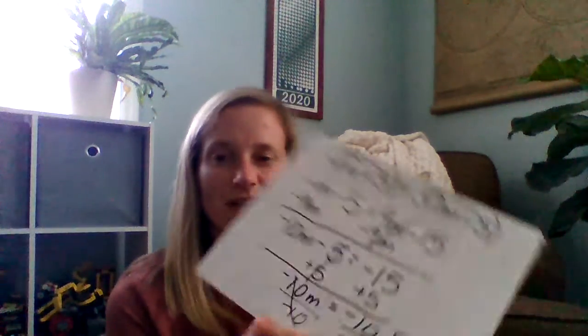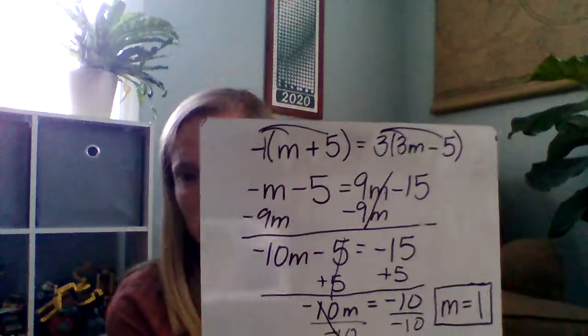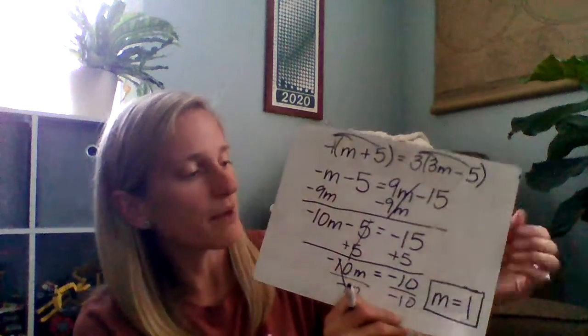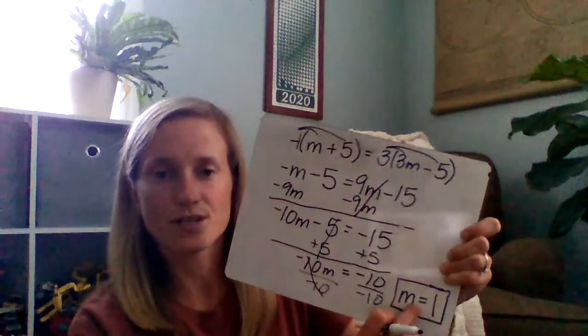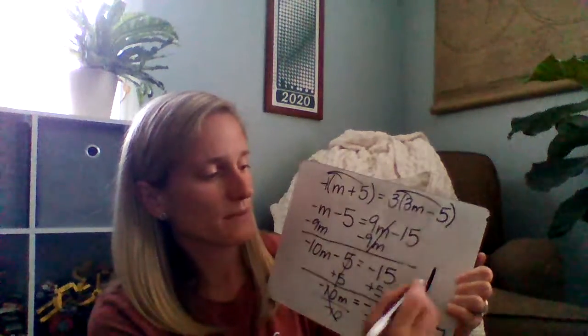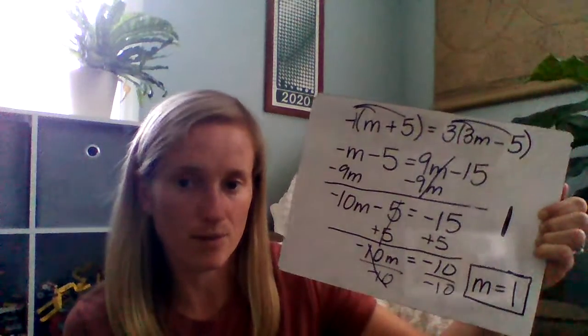And in your classwork assignment, a lot of your problems are going to look like this. A lot of them do involve distribution, so be careful, especially if you're distributing a negative. And when you get your answer, in the box below the problem, I wouldn't type m is equal to 1, you're just going to type the 1. So in this case, you would just type the 1, not the m also.